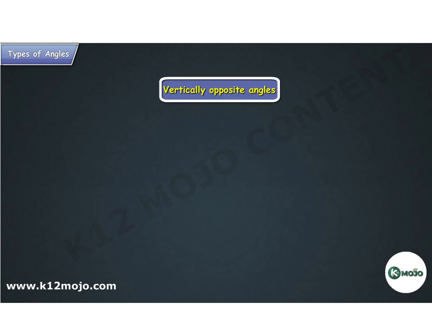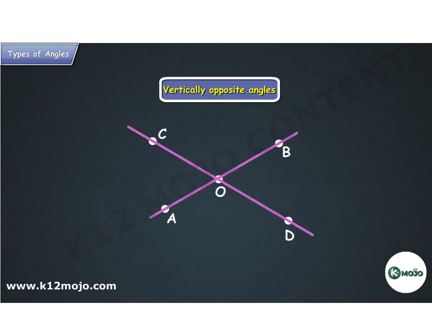Vertically opposite angles. When two lines AB and CD intersect at a point O, the vertically opposite angles are formed. Here are two pairs of vertically opposite angles. One pair is angle AOD and angle BOC, and the second pair is angle AOC and angle BOD.